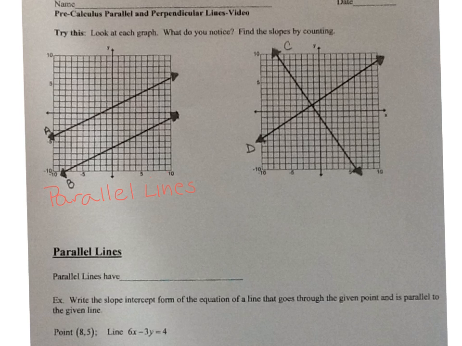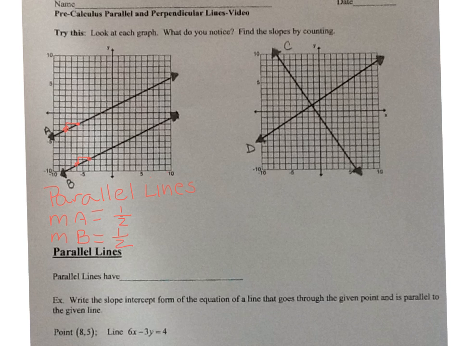So let's take a look at finding the slope for line A. So I'm going to pick this point right here and this point right here, and it's up 1 to the right 2. So my slope is 1/2. And let's find the slope of line B. So pick a point on the line. So I'm going to pick this point right here and this point right here. And this one is also up 1 to the right 2.